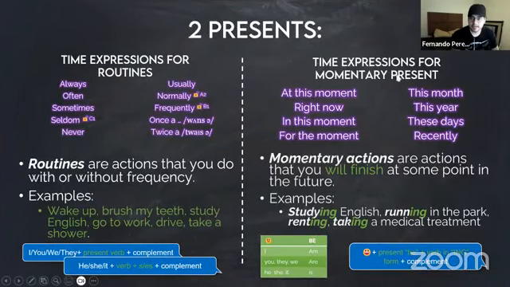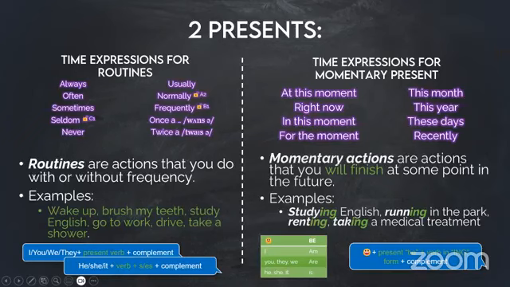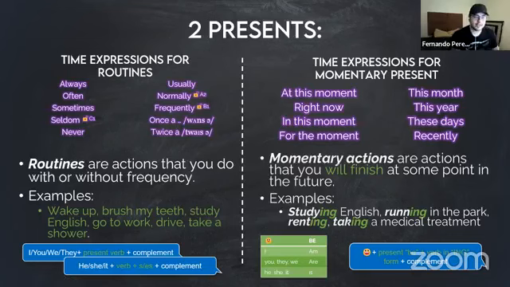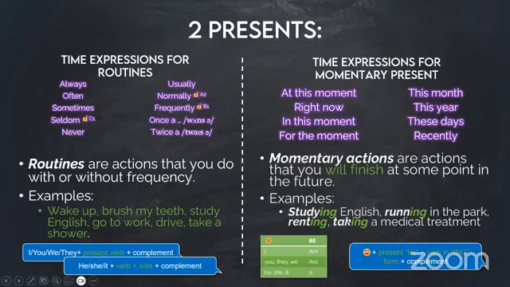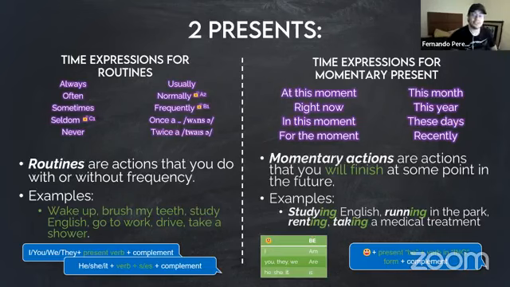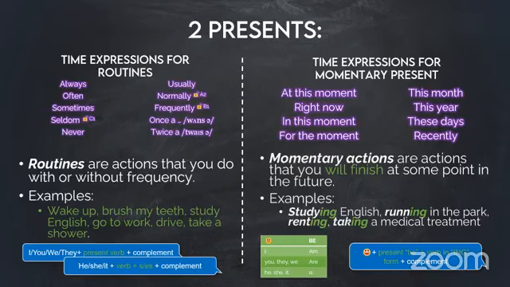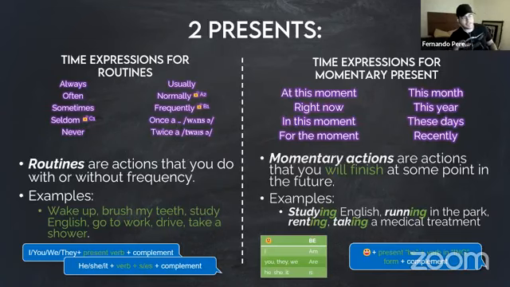Momentary present. At this moment, right now, in this moment. Will? Almost. No, because will is future. Will is future, is a promise. Will is a prediction. But a momentary action? Going to? Exactly. Going to. Okay, be careful. Going to eliminate to. The action is going.